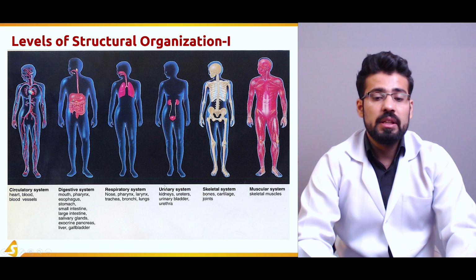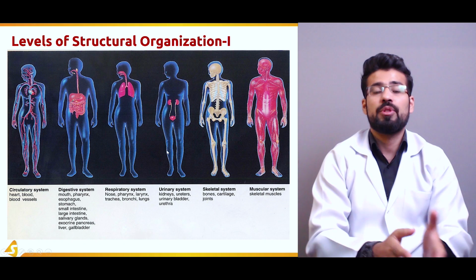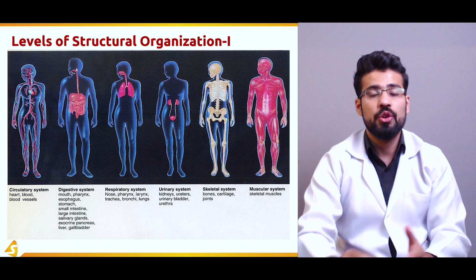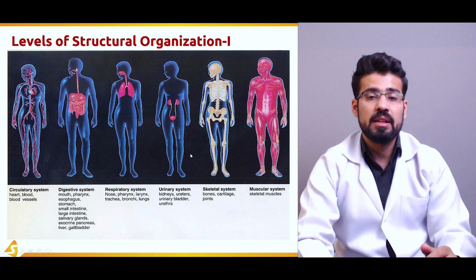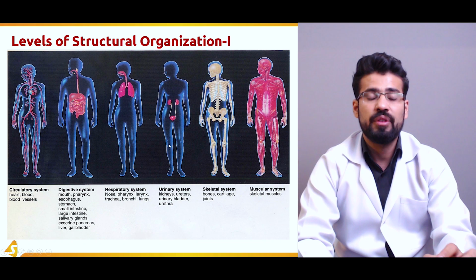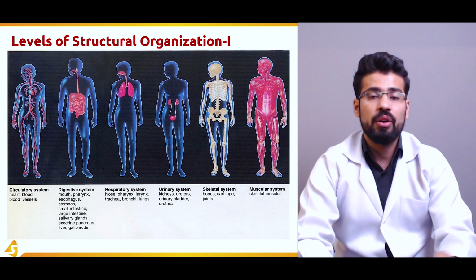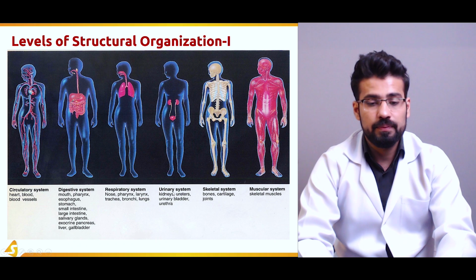Moving on towards the urinary system. The urinary system is responsible for the production of urine, and with the urine, it basically acts as the clearing of the blood, which contains urea or some other harmful drugs or molecules.